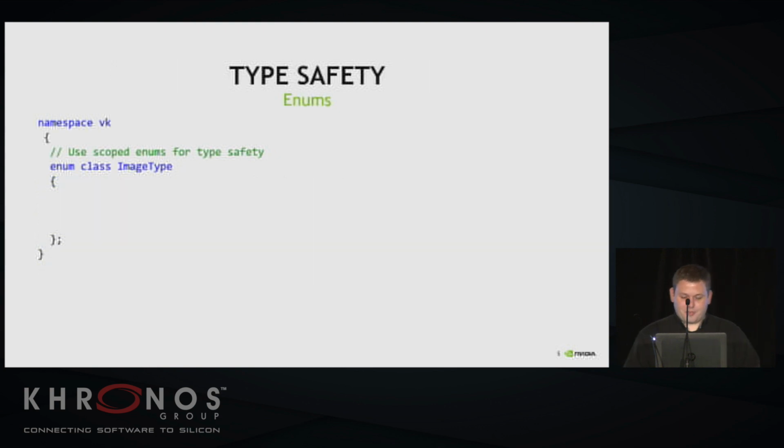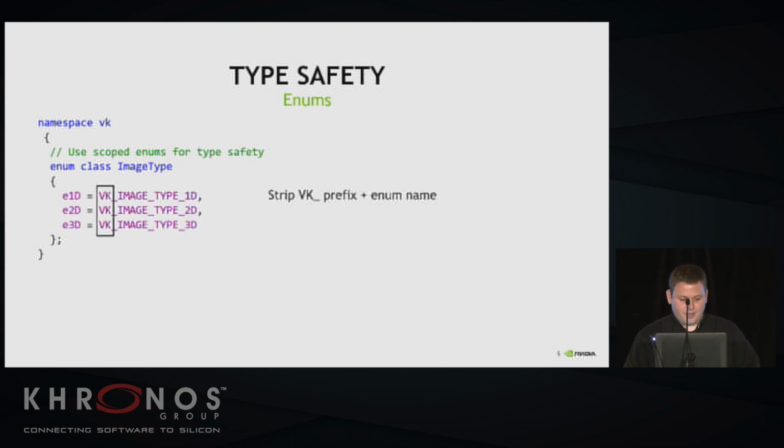And so for type safety, C++11 has scoped enums instead of the normal ones, and those are type safe. So we took all the enums in the Vulkan API and created a scoped enum for each type.